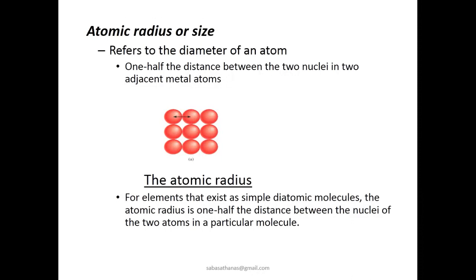And also there is another trend known as atomic radius or size. Atomic radius refers to the diameter of an atom: one half of the distance between the two nuclei in two adjacent metal atoms.